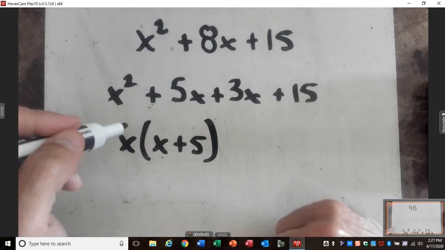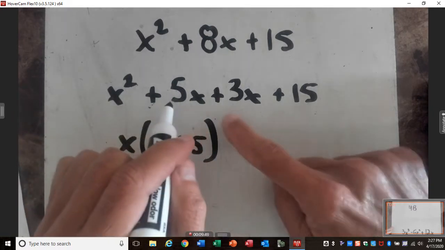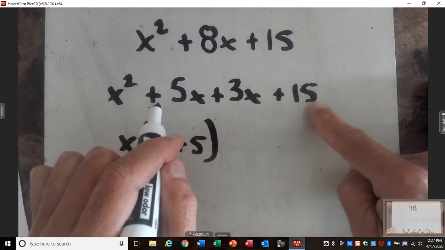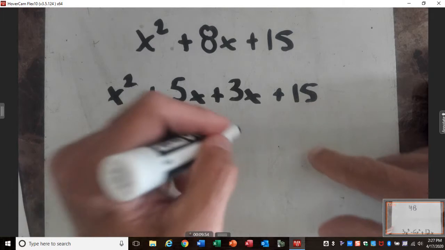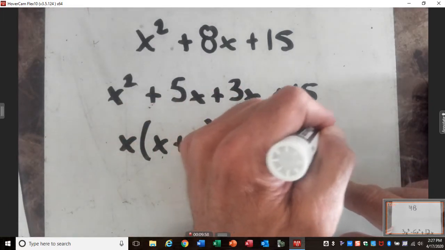Okay, and see, you can just kind of in your head distribute. This is x squared plus 5x, so we're good. Okay, and then what's common here? These two terms, there's no x here, so we're going to pull out a 3. So we'll go plus 3, and then we'll divide by 3, and we'll get x plus 5.